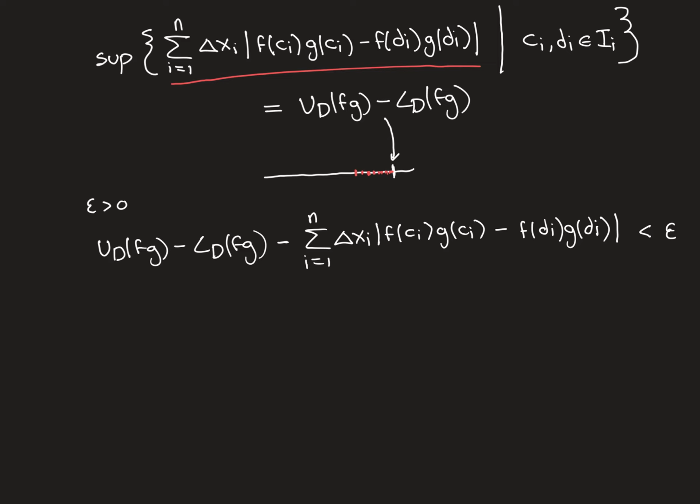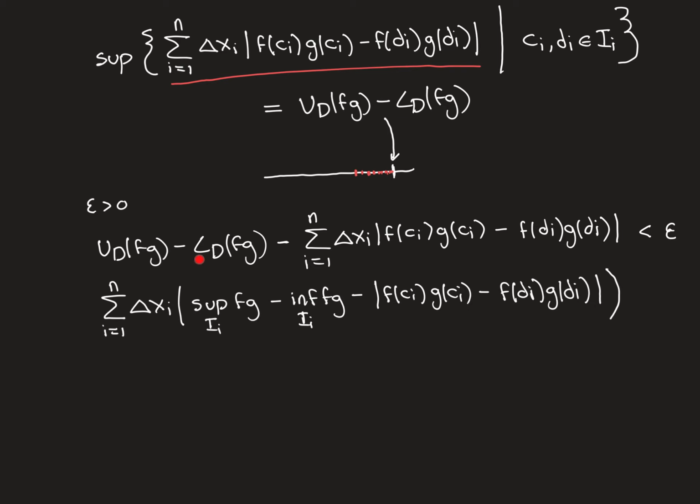So if I think about what the difference then is between this value and one of these, well, these are always less than this, so they're always going to be to the left. So I can think about taking this value, the upper Riemann sum minus the lower Riemann sum, and then subtracting off one of these values, and I want to show that I can find a C and D sequence of points such that this difference is less than epsilon.